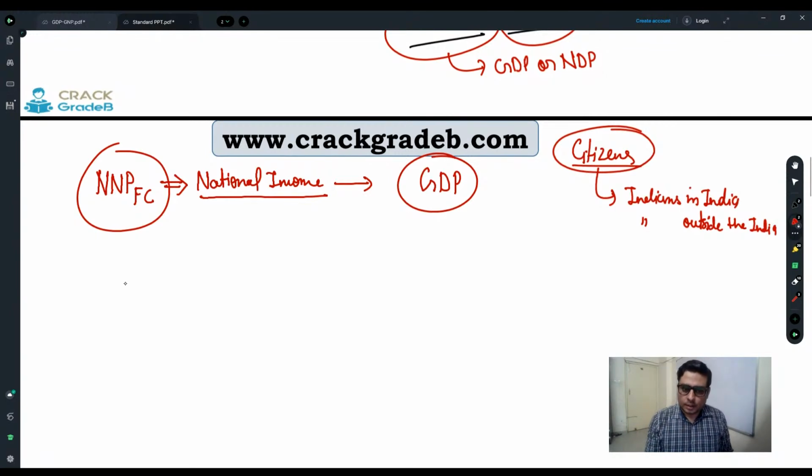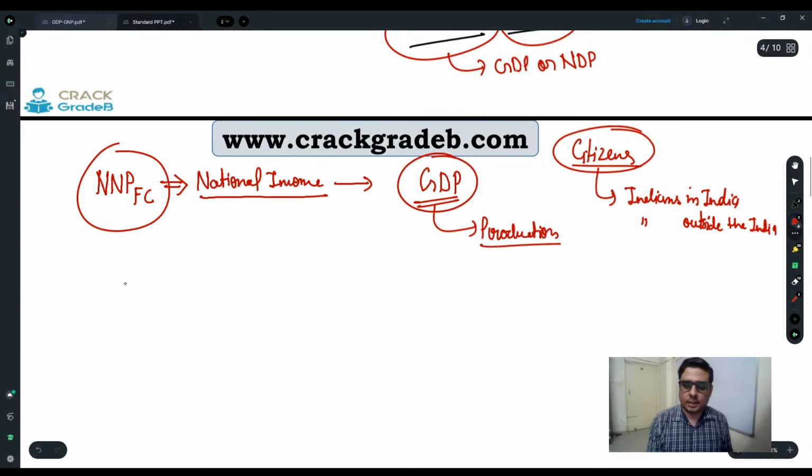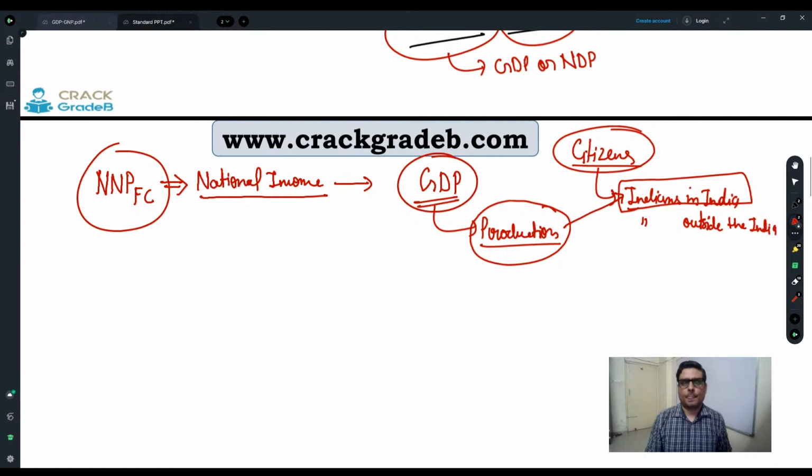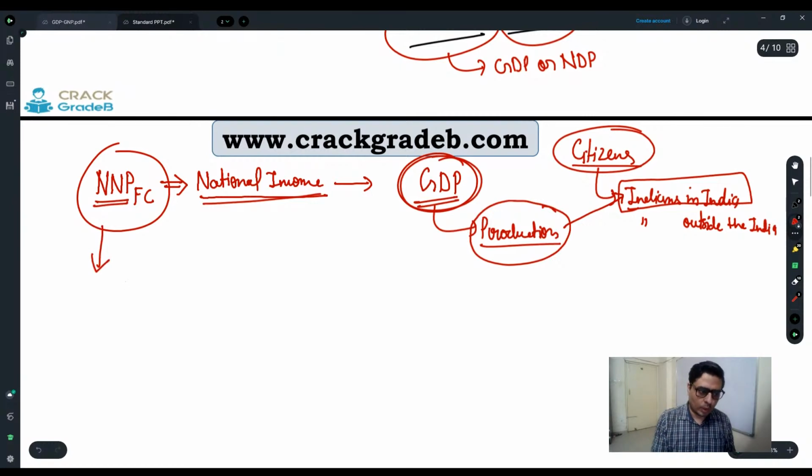So first we will see how our GDP is rising, that means how production in our country is rising. If production in our country is rising, definitely it will help Indians in India to increase their income. So this is why we focus more on GDP. And to see how much the income of our citizens has increased, we finally go for national income in terms of net national product at factor cost. Now the first part: I am going to explain why NNP at factor cost is defined as national income.